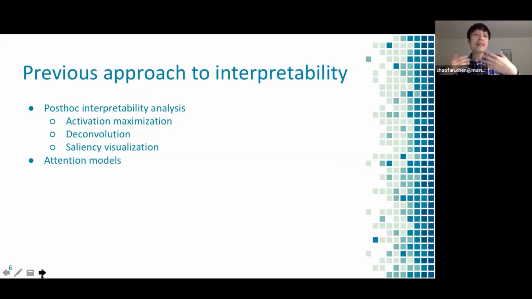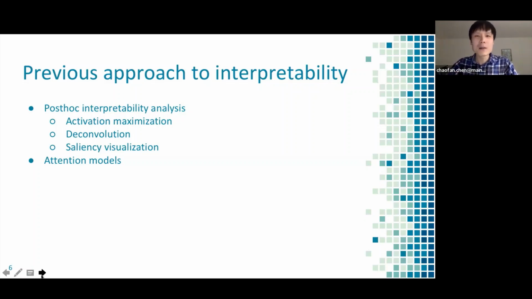We try to bake the explanation mechanism directly into the network architecture so that after training, the network can naturally generate its explanation. So the explanation is part of the network. It's not something we fit after we train a network.